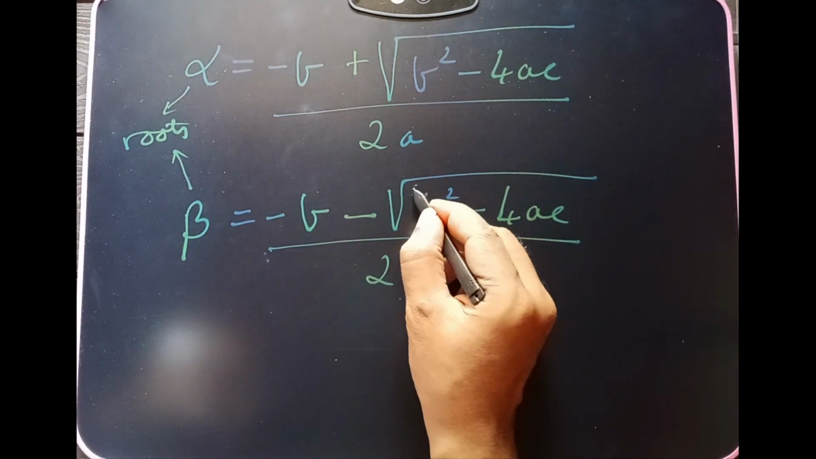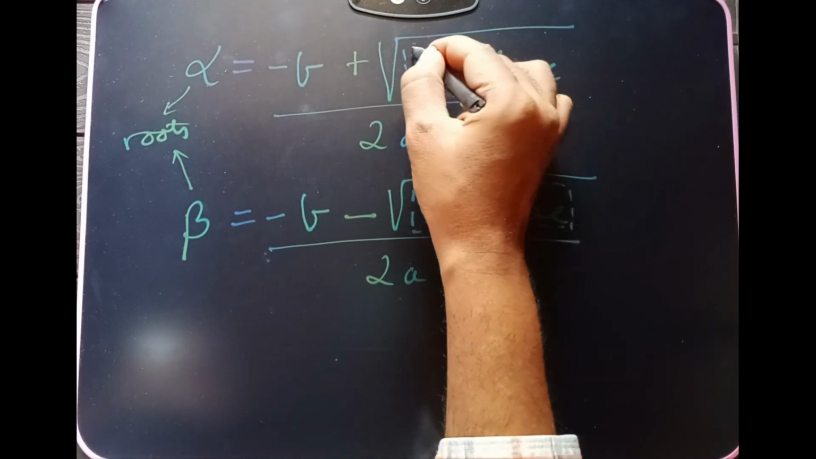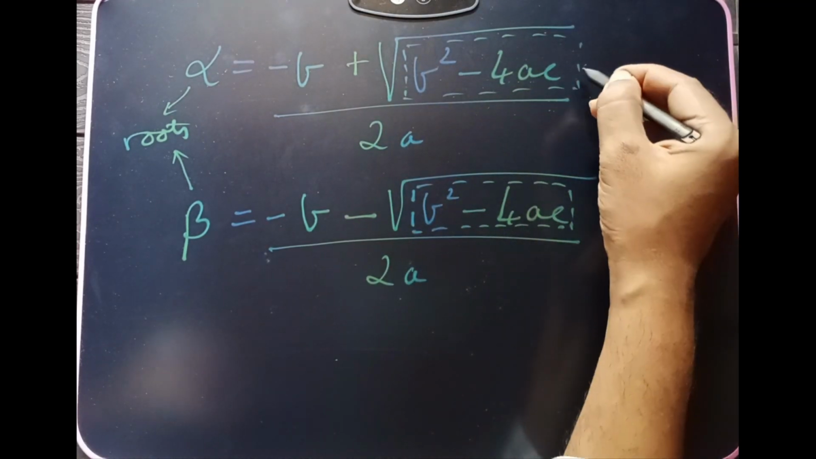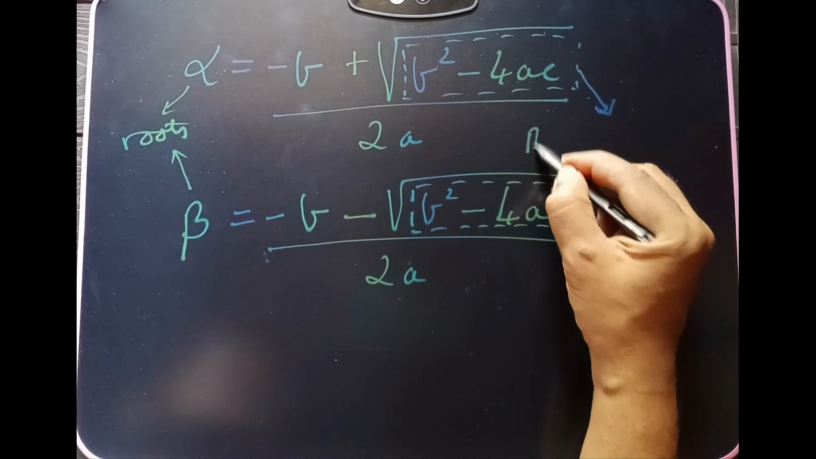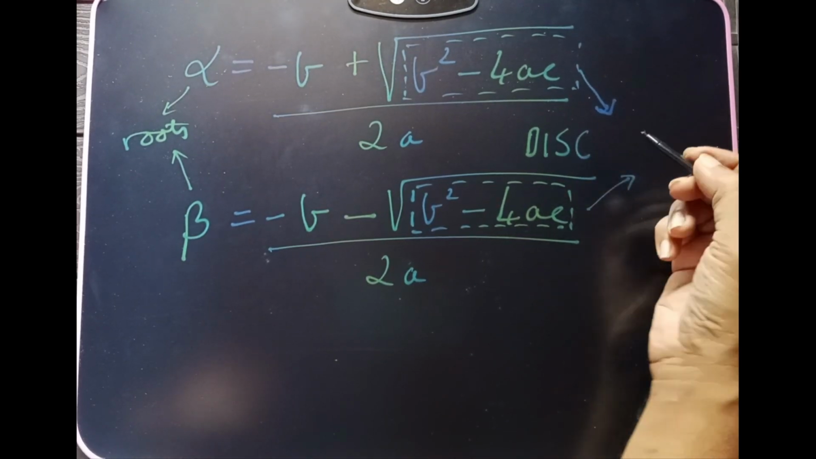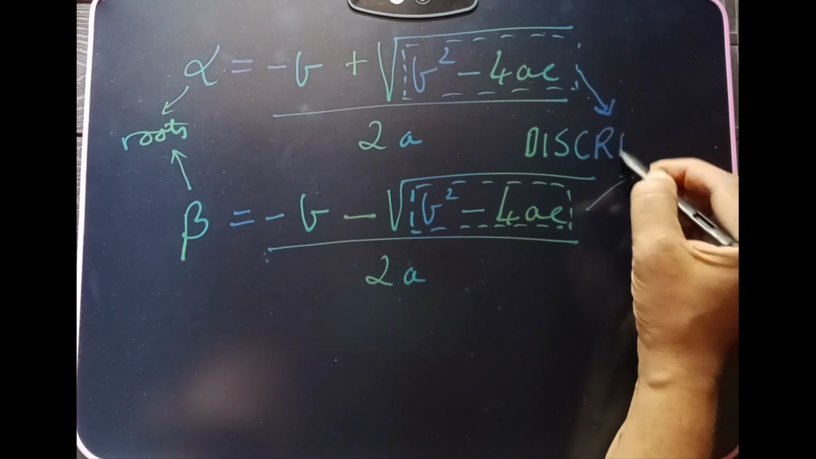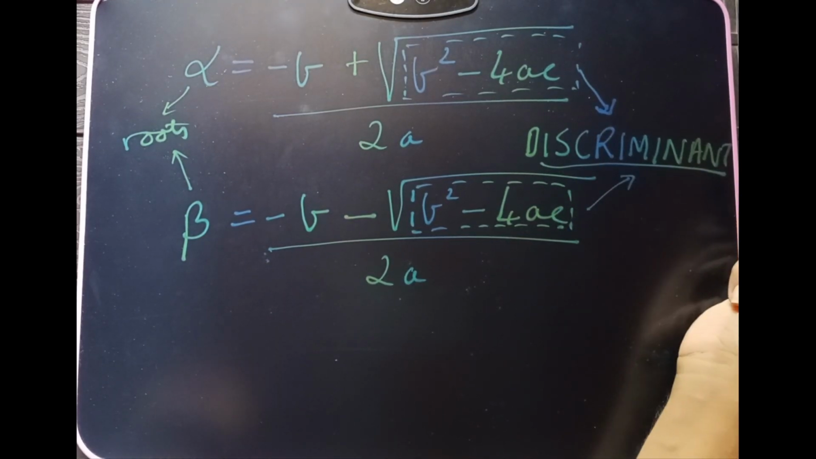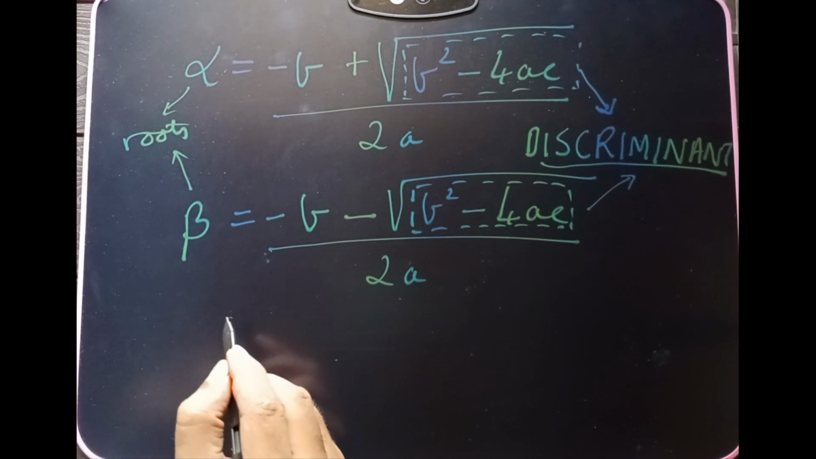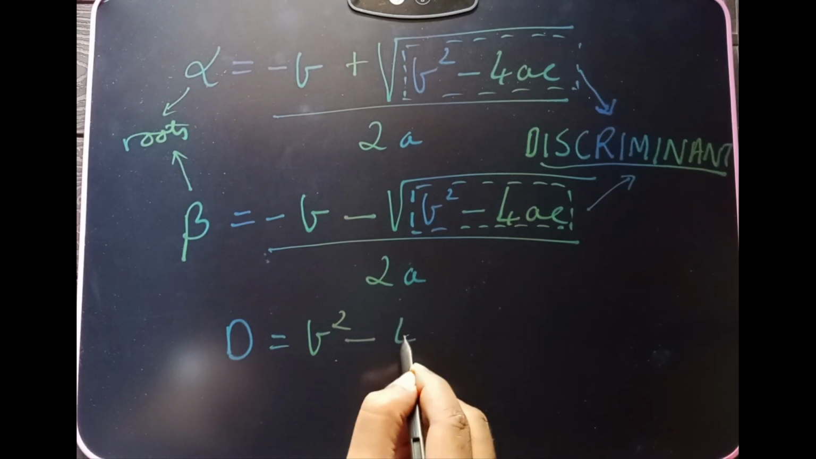The term here is called the discriminant. If you find this video slow, please use the speed option, and you can watch it at a high speed. The discriminant is represented by D. D is equal to b square minus 4ac.